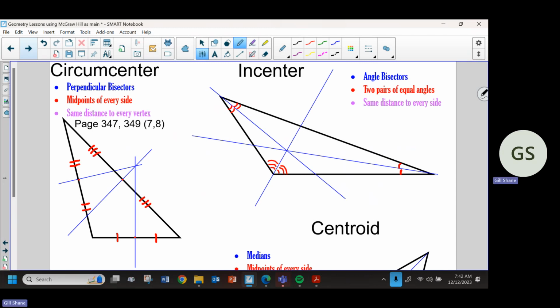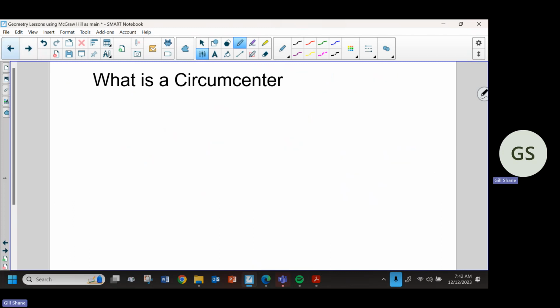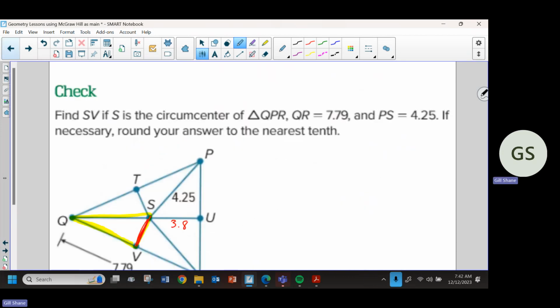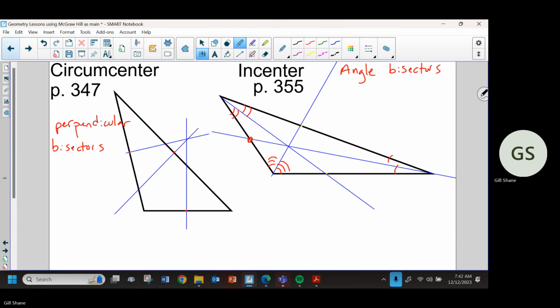So this is all of them together. Haven't gone over all of that. Let's back up and review the review. So it's formed with perpendicular bisectors. So we go from every midpoint. So we find the midpoint of a side and we draw a line straight through it at a 90-degree angle. So that's how this one is formed.